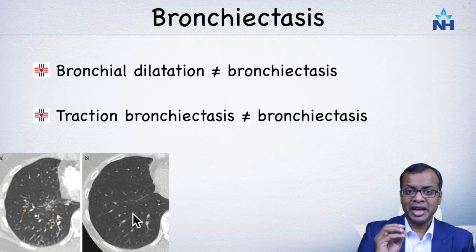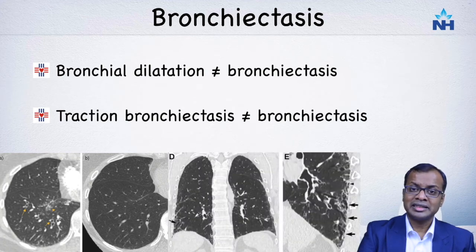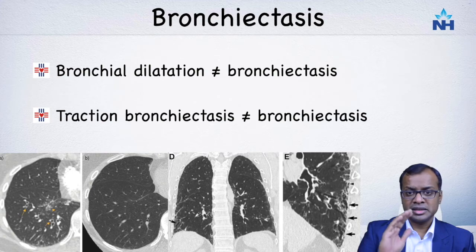In patients who have got infection, there is usually some degree of bronchial dilatation, as is seen here. And once the infection is treated, you can see that the bronchial dilatation gets better. The second part is traction bronchiectasis versus bronchiectasis.